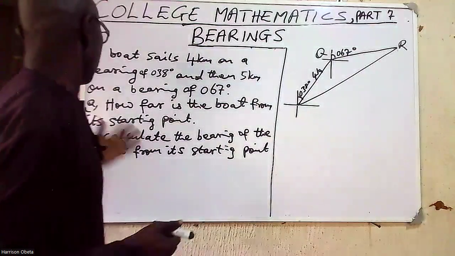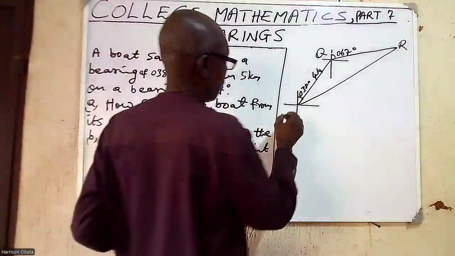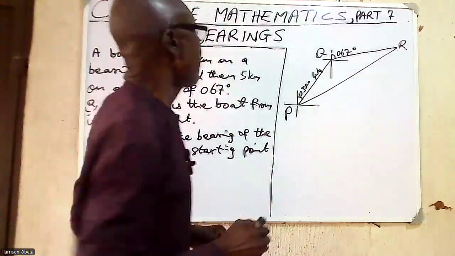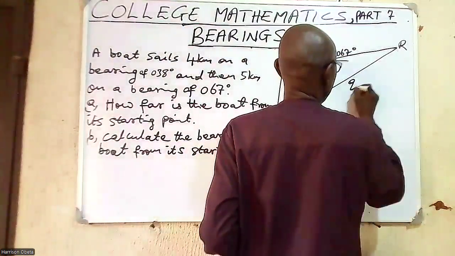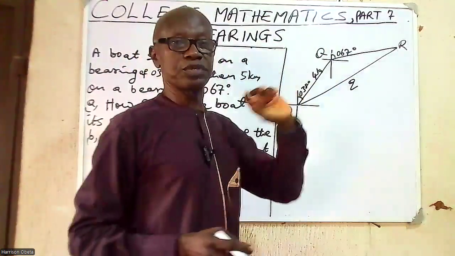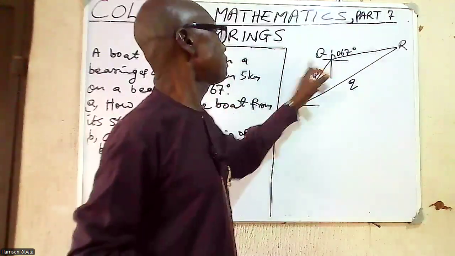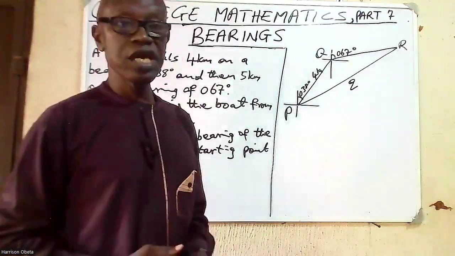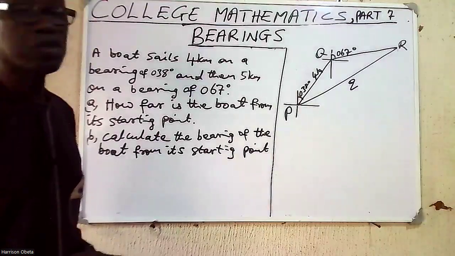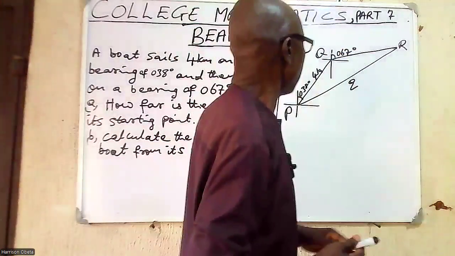So we have to find the distance from the starting point, and we are looking for PR, which is small q. Remember that the side facing capital Q is small q, the side facing capital P is small p, and the side facing capital R is small r. So here we are going to use the cosine rule. Why? Because we know two sides and one angle.